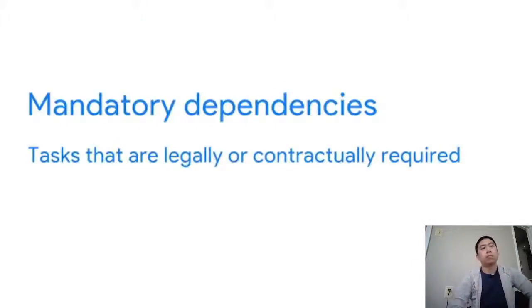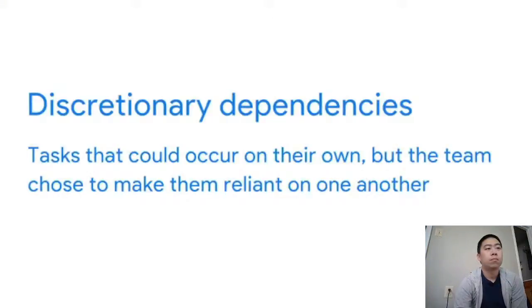project stays on track. Mandatory dependencies are tasks that are legally or contractually required. For instance, when that construction company finishes the demolition and starts the rebuild, they'll first have to pour a concrete foundation and then have it inspected by the city to ensure it meets their standards before the construction company can continue to build. Lastly, discretionary dependencies are defined by the project team.